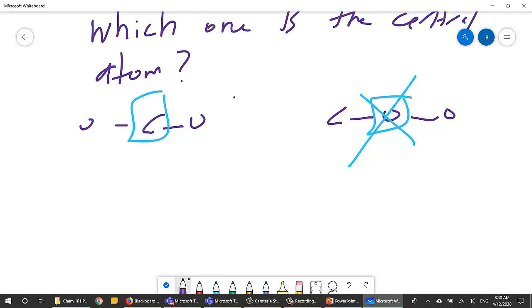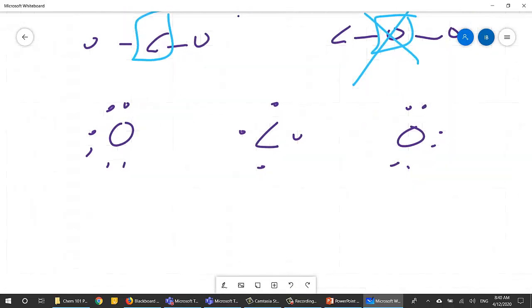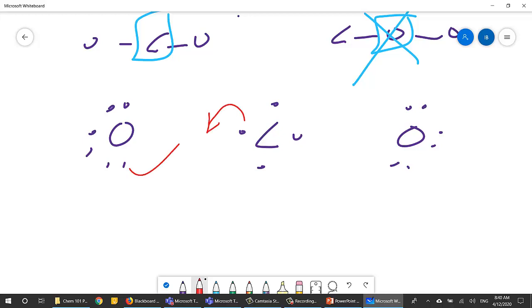Now let's try to draw the Lewis structure for CO2. Carbon, I know, has 4 electrons around it. Oxygen has 6. Now you want to start thinking about making bonds. The first thing you want to do is take it step by step. So you want to take 1 electron first from here, and 1 electron from here, to do the sharing. So that will lead you to have this.